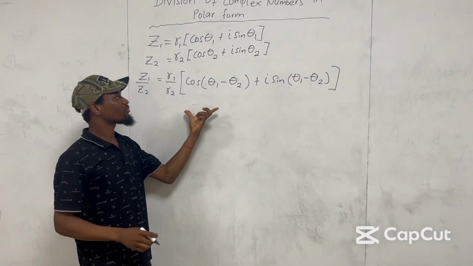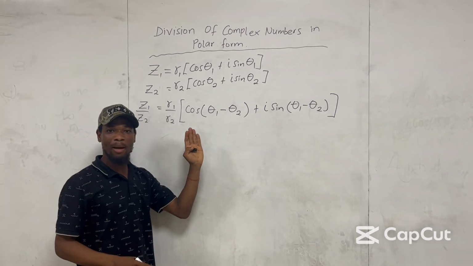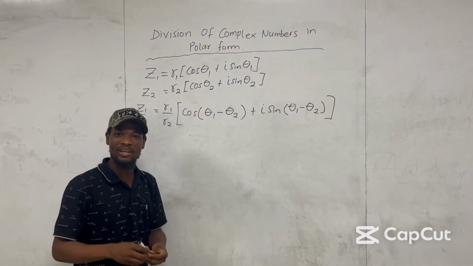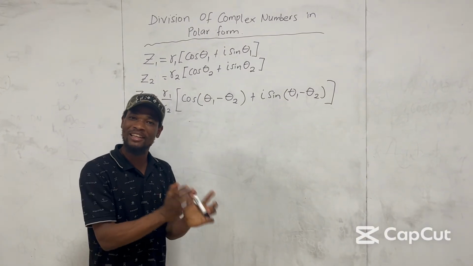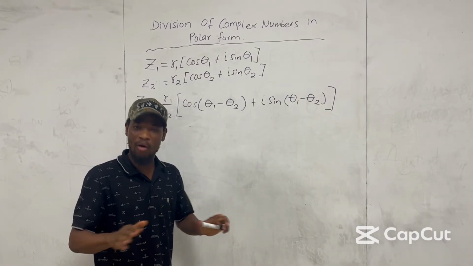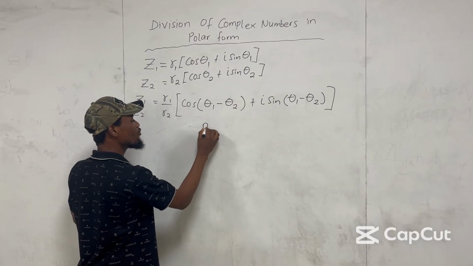We've done the multiplication of complex numbers in their polar form. This is the division. So if you are new here, kindly visit my previous lectures on the multiplication. Okay, everything is well proved. So let's look at the proof.